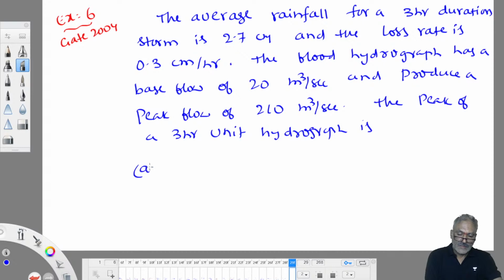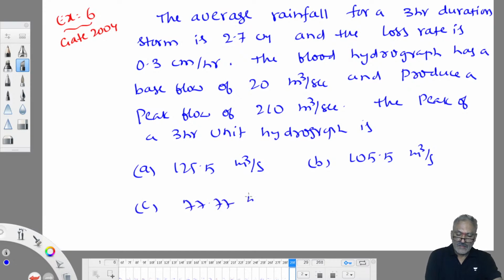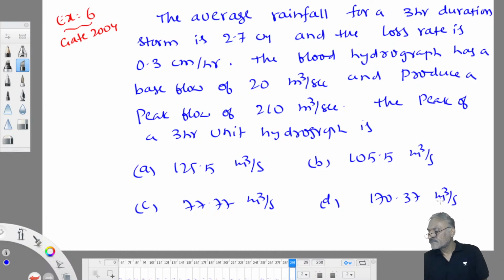Options given are: A, 125.5 meter cube per second; B, 105.5 meter cube per second; C, 77.77 meter cube per second; D, 170.37 meter cube per second. Come on, work it out. Let me see how many of you find out.